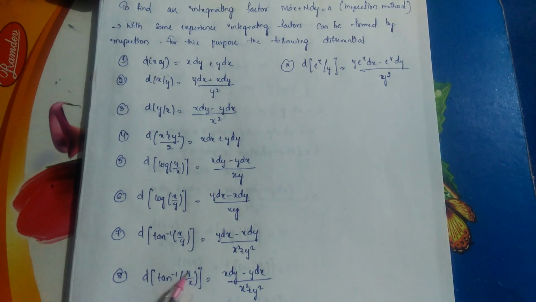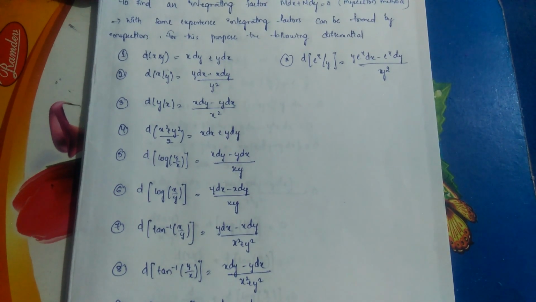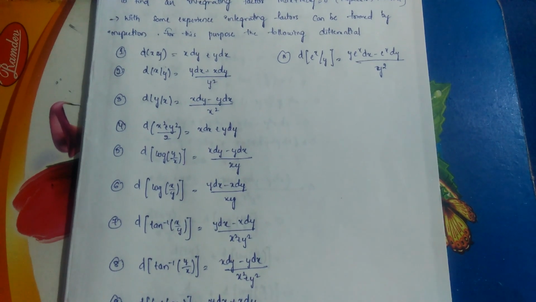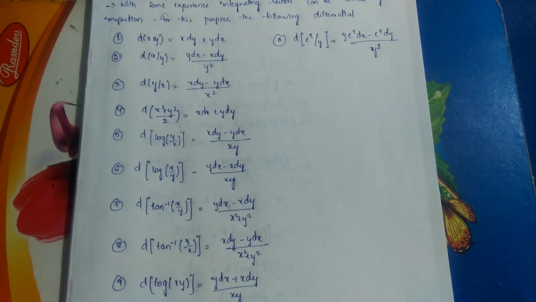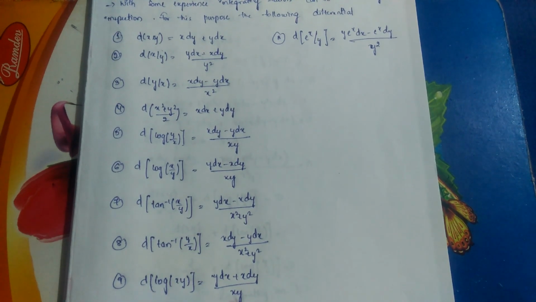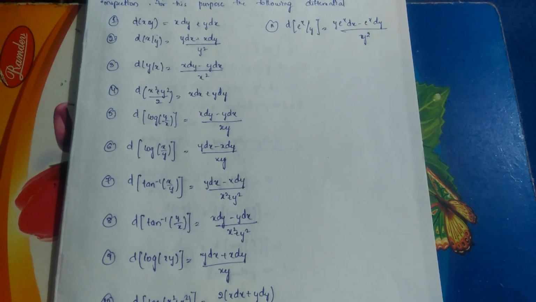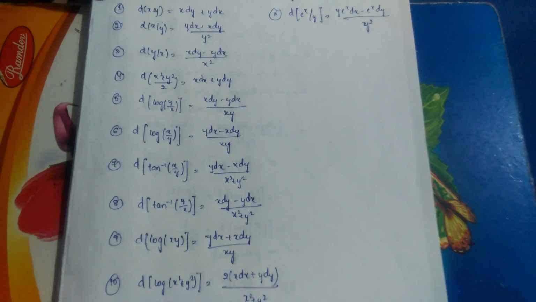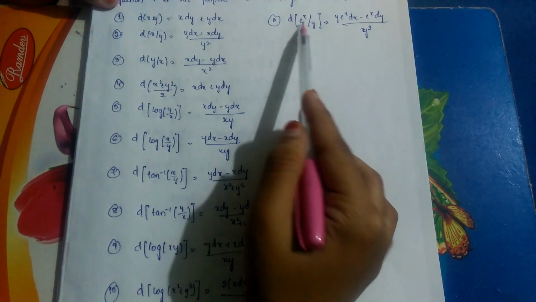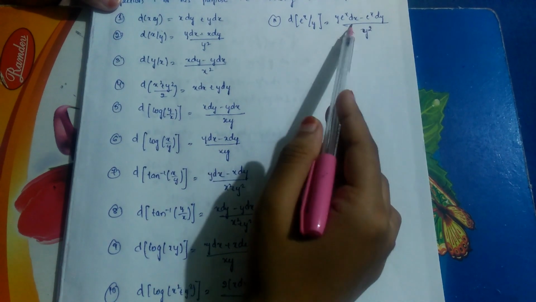Then d of tan inverse of y by x is equal to x dy minus y dx by x square plus y square. D of log of xy is equal to y dx plus x dy by xy, and d of log of x square plus y square is equal to 2 of x dx plus y dy divided by x square plus y square. Then d of e power x by y is equal to y into e power x dx minus e power x dy divided by y square.